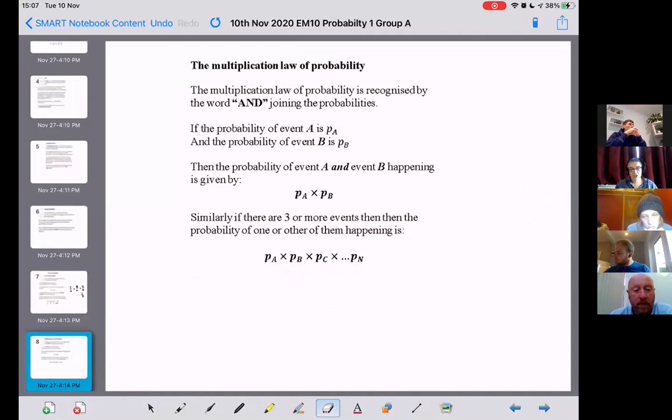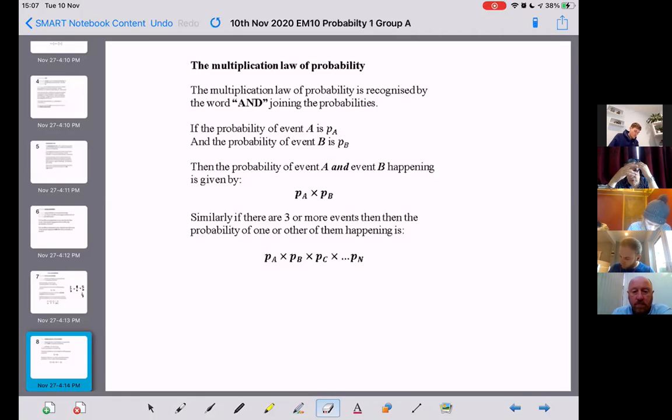So that's the addition law. The multiplication law of probability. Multiplication is recognized by the word "and". So if you read, what's the chance of X and Y happening? That's the multiplication law. If the probability of event A is P(A), and the probability of event B is P(B), then the probability of event A and B happening is given by P(A) times P(B).